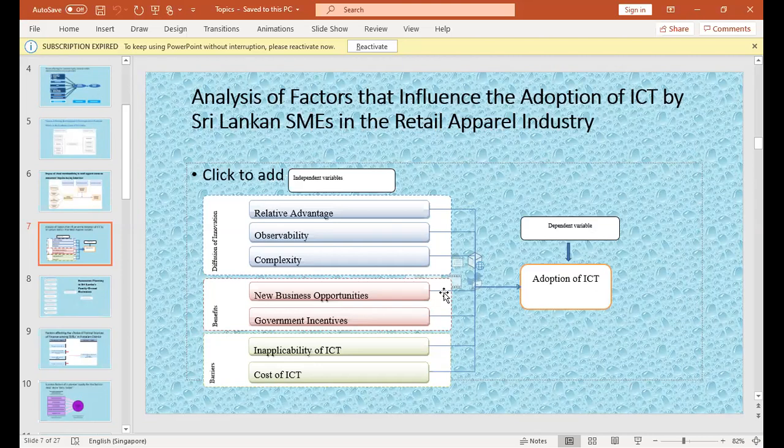Then make mono. You're looking at ICT adoption among Sri Lankan SMEs in the retail apparel industry. If you look at IT adoption in terms of theories, you get a lot of theories. Also, if you look at the companies, retail apparel SMEs, good enough. But you can also think of mixing, right? You can ask them, when you adopt ICT, do you think about the relative advantage, observability, complexity, the new business opportunities?